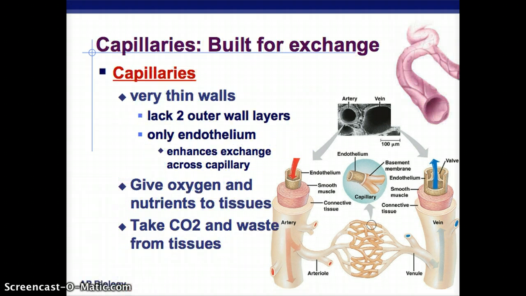Now capillaries are built for exchange. They have very thin walls. They don't have two outer wall layers, just the endothelium. So here's our capillary with just the endothelium. And so you're able to exchange even better. So it gives oxygen and nutrients to the tissues and takes carbon dioxide and waste from the tissues.